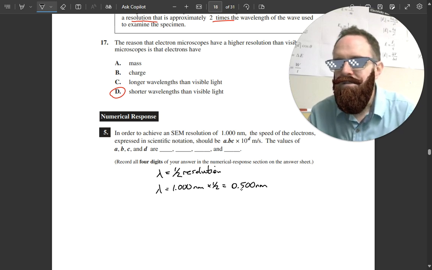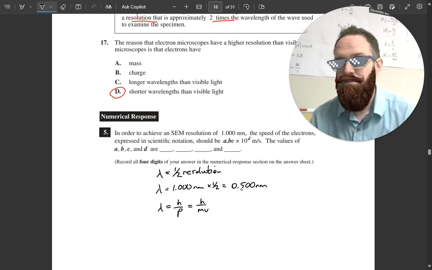And what are we trying to find? The speed of an electron. So we can use this formula here that they give us. Remember that p is equal to mass times velocity. That's what we're trying to solve for here. So if I rearrange this for speed, times it up, divide down the wavelength, I can put all the numbers in here.